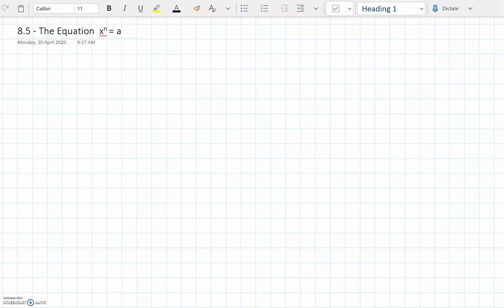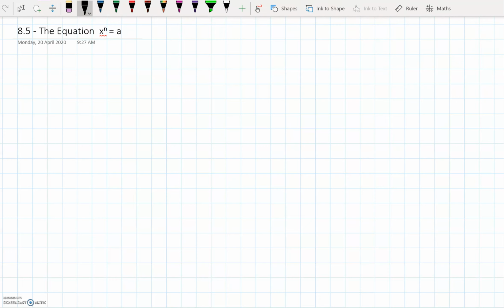Okay guys, what we're going to look at now is equations that are in the form of x to the power of n equals a. So for example, we could have x squared equals 16. Okay, we could have x cubed equals 8. All right, things like this.